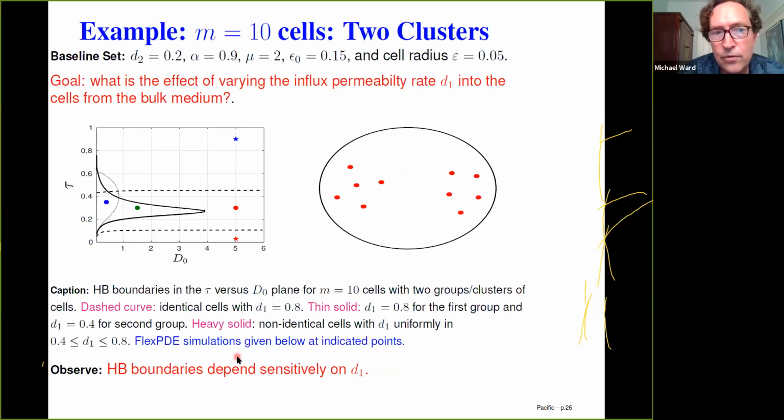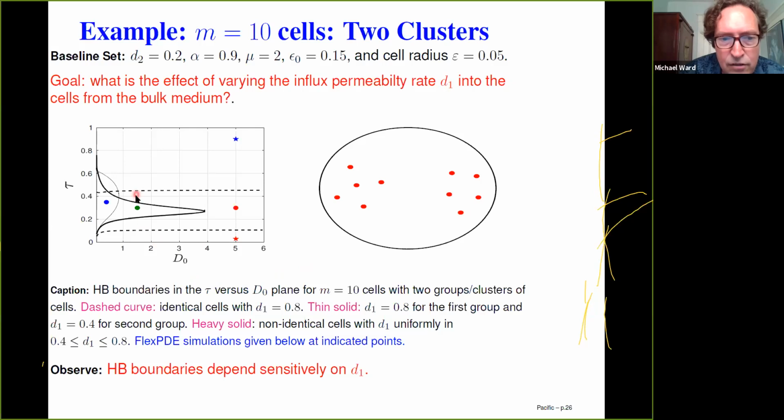Okay, so let's do some examples of something of higher complexity here. I take my baseline parameter set and I'm going to vary the influx permeability rate, D1, into the cells. That's how well each cell is able to absorb the bulk, how willing it is to absorb the bulk chemical that comes from all the other cells. Here are the Hopf bifurcation boundaries in the tau versus D0 plane for a pattern of cells that looks like this, 2 clusters of 5 cells, and they're located like this.